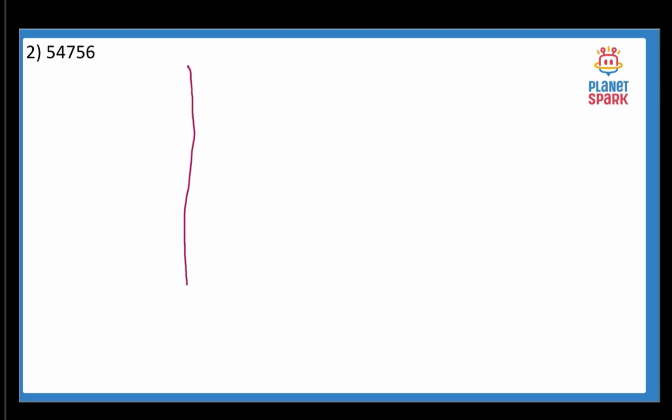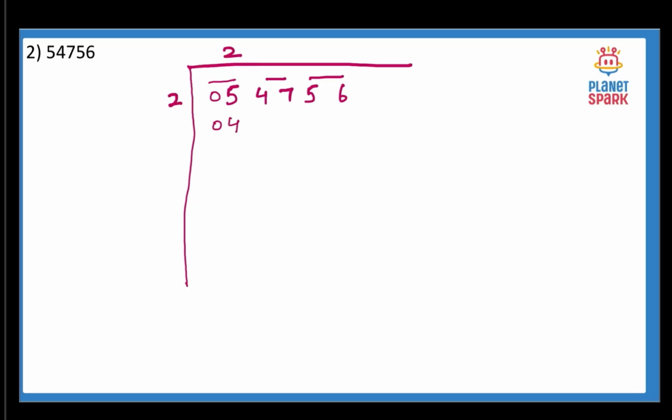54756. Again, to find the square root of 54,756, let's make the pairs. Making the pairs from the last digits, 56 is one pair, 47 is another pair, 5 is incomplete, so we'll add 0. Now 1 into 1 is 1, smaller, 2 into 2 is 4, 3 into 3 is 9, I cannot take 3 into 3, 9, so 2 into 2, 4. 5 minus 4 gives me 1. I have to bring down the entire pair together, so I brought down 47.